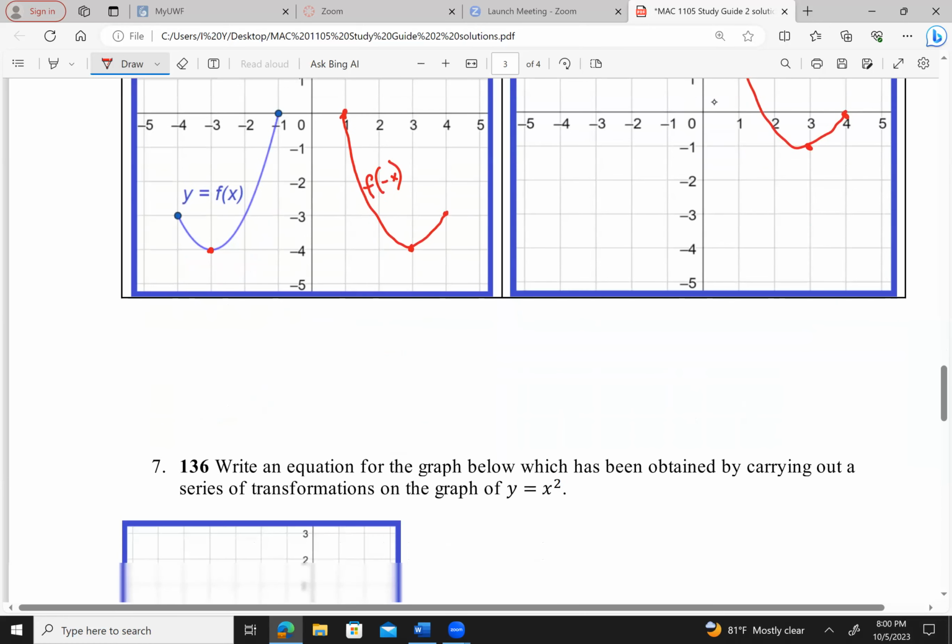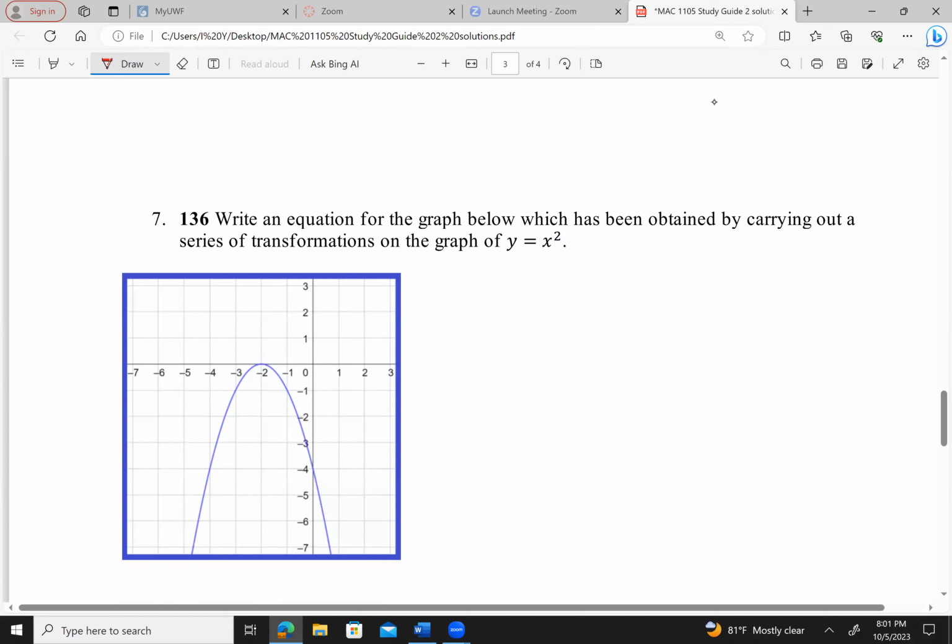Okay, here, write an equation for the graph below, which has been obtained by carrying out a series of transformations on y equals x squared. So original y equals x squared looks something like this. So what's the first thing I've done? I've moved it to the left 2. So y equals x plus 2 squared. That brings us left 2.